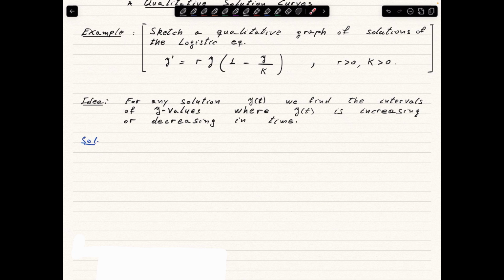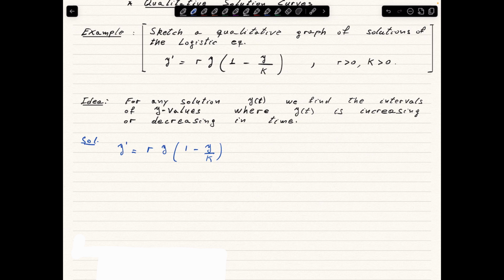We want to graph the solution curves. We're going to graph y of t without computing y of t, without knowing what y of t is, only knowing the right hand side of the equation. So let's write down the equation. Y prime we know is r y times 1 minus y over k. Recall, we have a formula for the solution, but we are not going to use it at all.